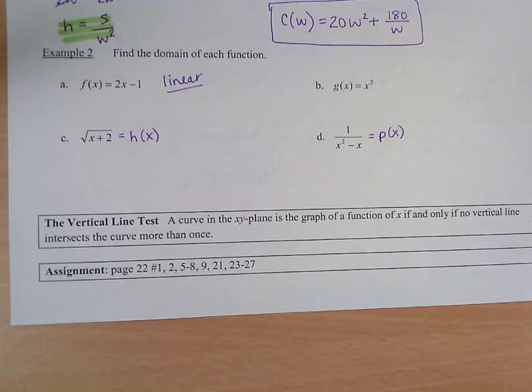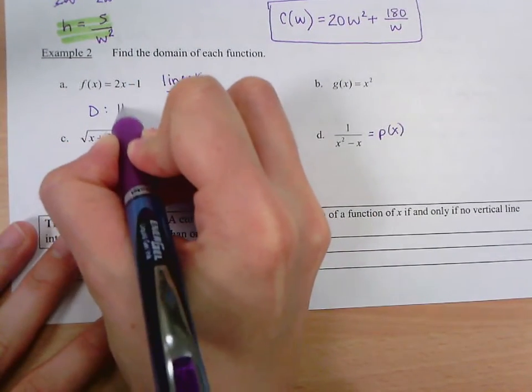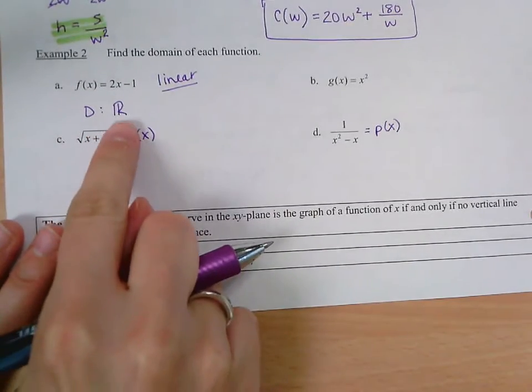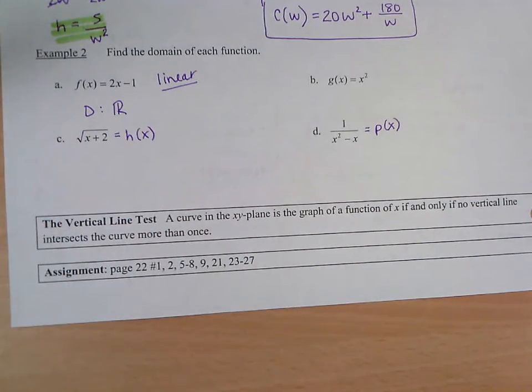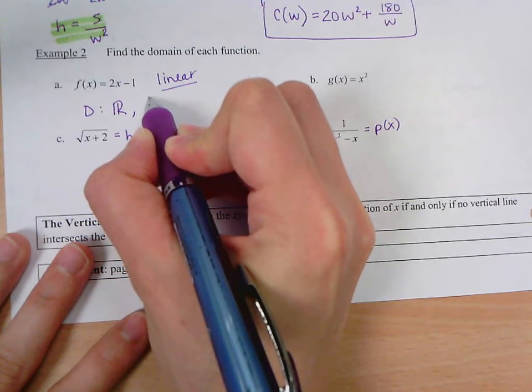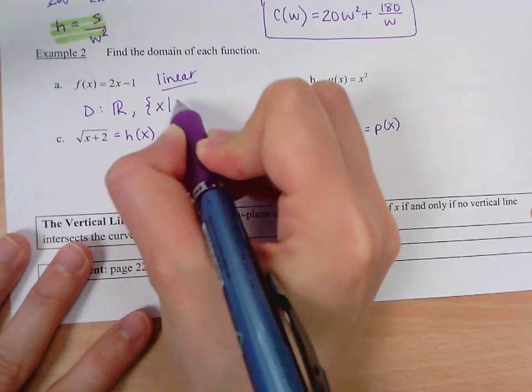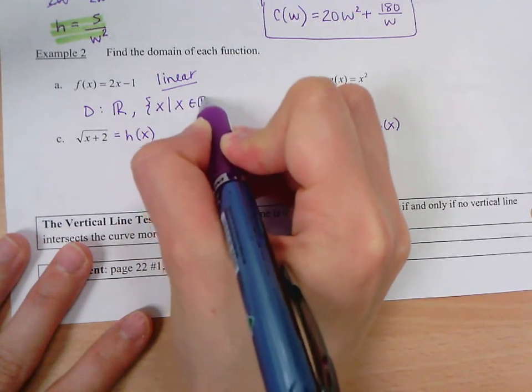If you are finding the domain of a linear function, what is the domain of a linear function? All real numbers. So yes, you can just do the all real numbers, the R, the set for that. You could put, this would be a way to write it if you wanted to write that the domain is all x values such that x is an element of the real numbers.